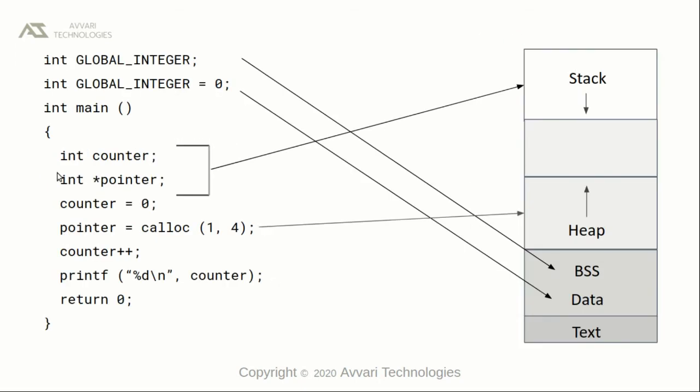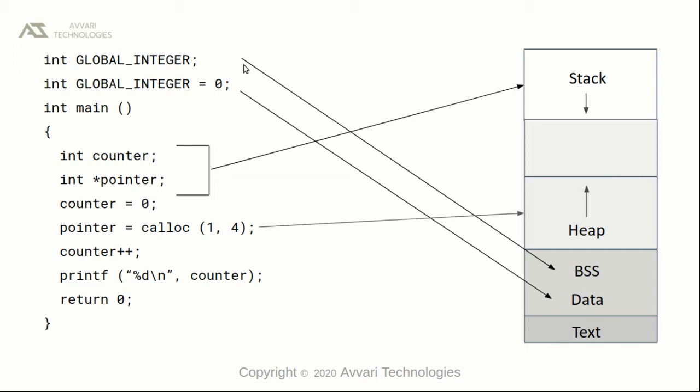This is a sample program. In the main function, you can see we defined 2 variables without any initialization. Variables defined in a function are stored in stack segment.